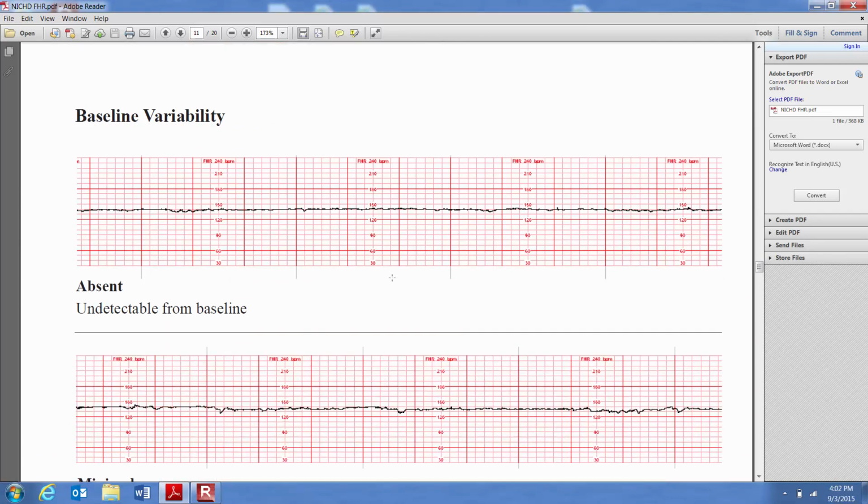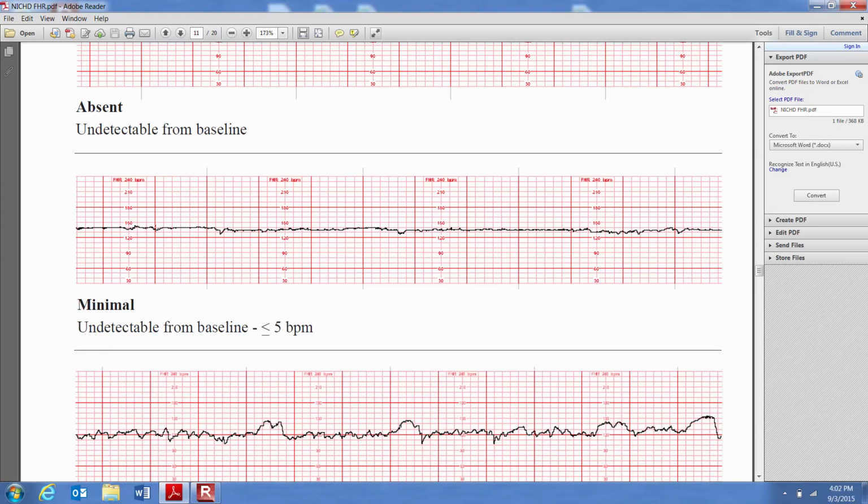Now, we've determined our baseline heart rate. Now we need to determine variability. That's the next thing in assessing your heart rate. Variability tells us oxygenation. Since we've already determined our baseline rate, now we're looking at variability. And look, this is almost a completely straight line. There are some fluctuations, but this strip is designating absent variability. So your baby is not oxygenated here.